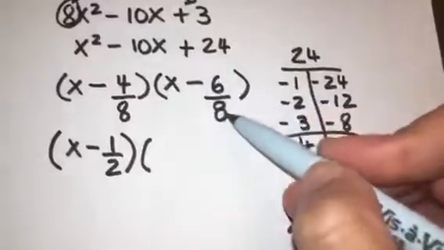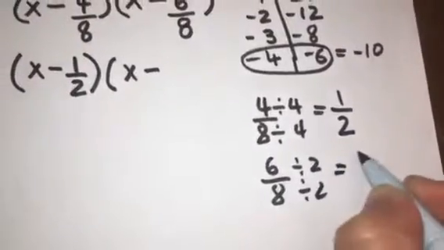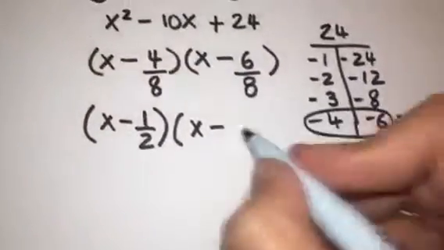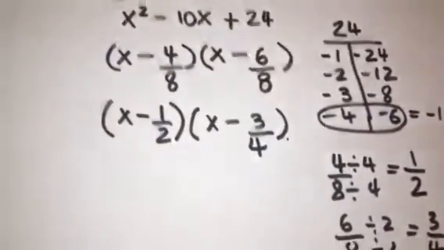We can also simplify 6 over 8. So divide by 2 top and bottom, and then you get 3/4. You cannot simplify this more, so you write it there.